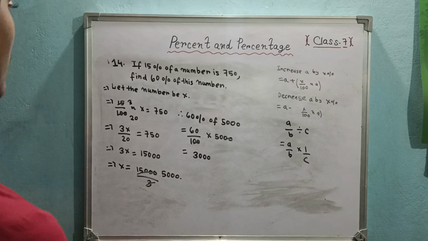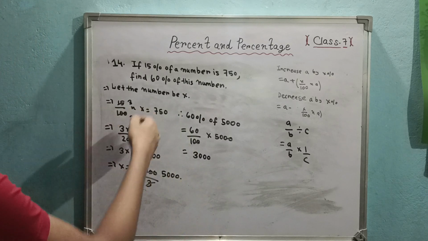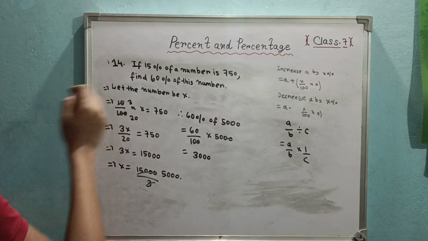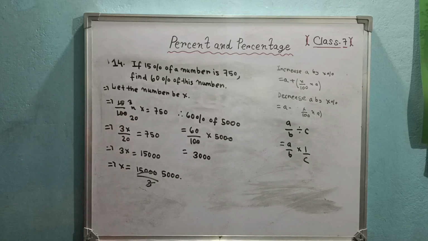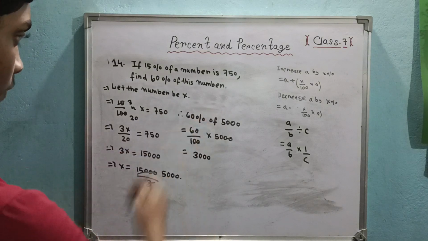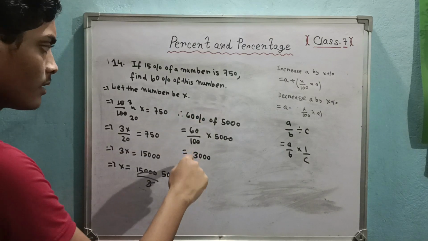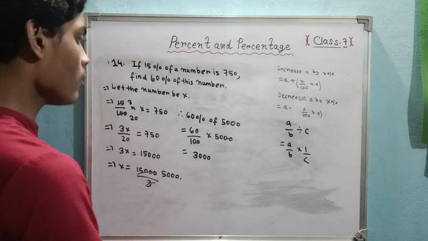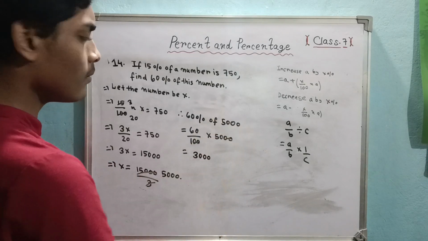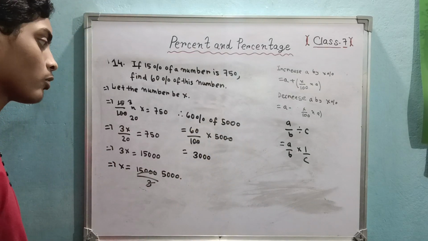So what we did, we took the value as x. 15% of x means 750. Of means multiplied, 15 by 100 into x equal to 750. By simplification, we got x equal to 5,000. We have been told to find 60% of this number, means x equal to 5,000. So 60% of 5,000 means 60 by 100. x percent means x by 100, I told you before. Of means multiplied by 5,000. This turns out to be 3,000.